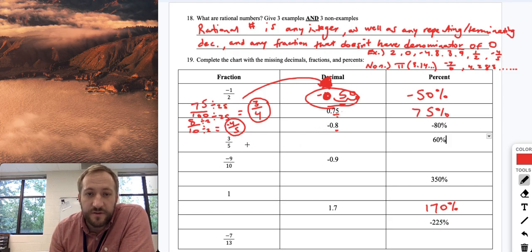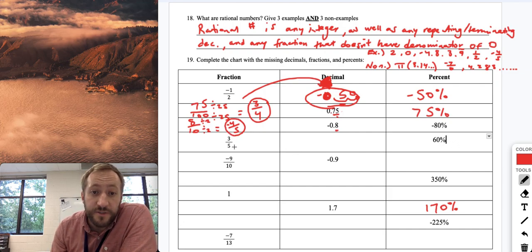Let's look at this one. 3/5. And there's a missing decimal. It says 60%. So, a couple ways to do this. I could multiply this by 2. So I turn this into a 10, which is a place value. 6 right here, 6 out of 10. I know that whenever I have my place value of 10, that's the first number after the decimal. And I go and fill it in with the number in the numerator.